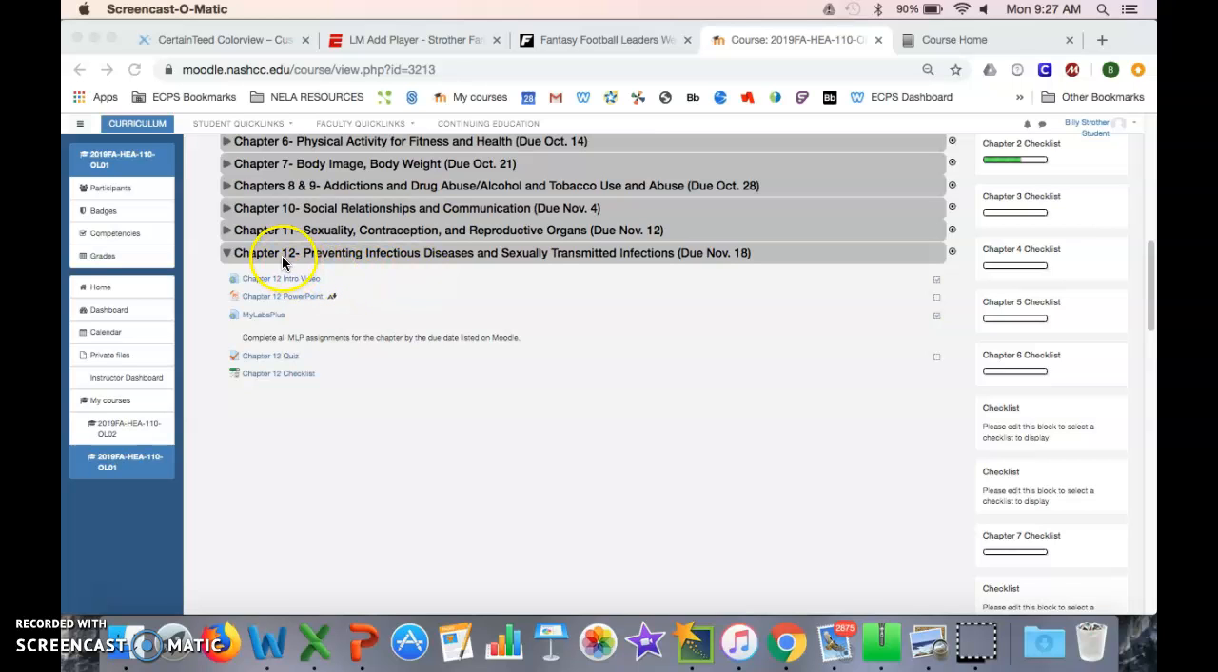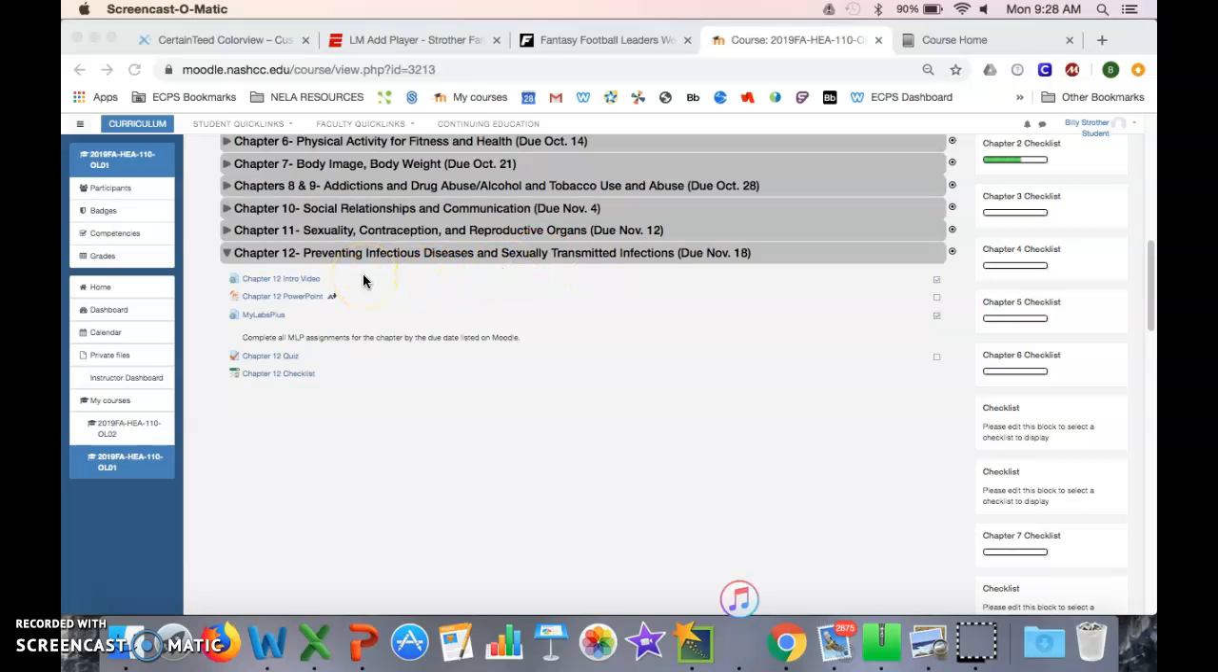All right, as we move on to Chapter 12, Preventing Infectious Diseases and Sexually Transmitted Infections, this is very timely. As we know, we're kind of right in the heart of cold and flu season right now, so it's very important that we understand the steps that can be taken to prevent the spread of any infectious diseases, including airborne diseases as well as sexually transmitted infections and foodborne diseases as well.